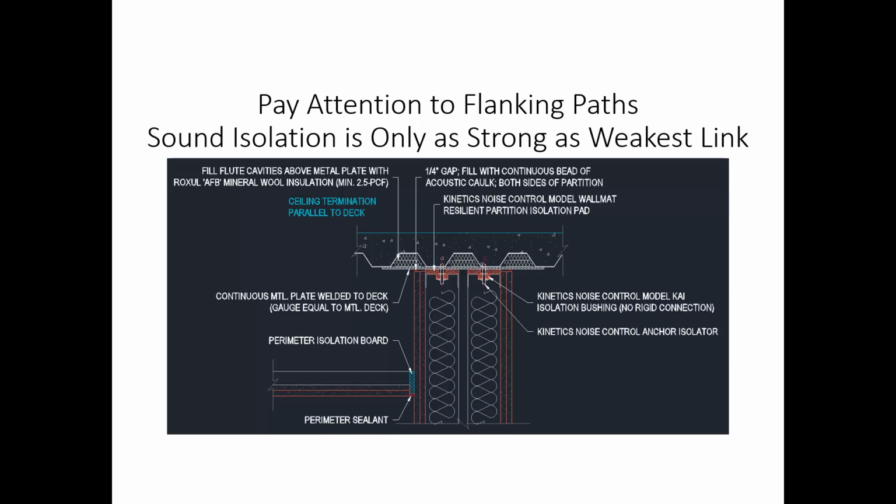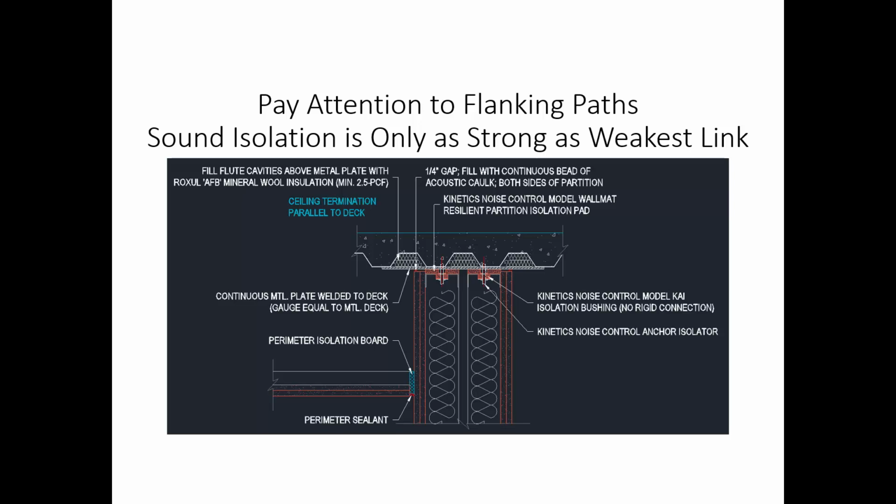This is just a general note. It says pay attention to flanking paths. I gave that one example of that mega church's youth building. The main point here is sound isolation is only as strong as the weakest link. We're going to look at composite transmission loss soon.